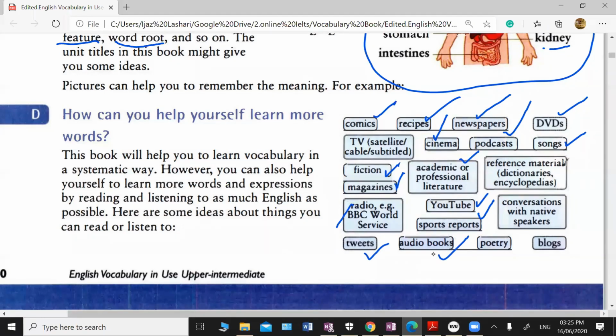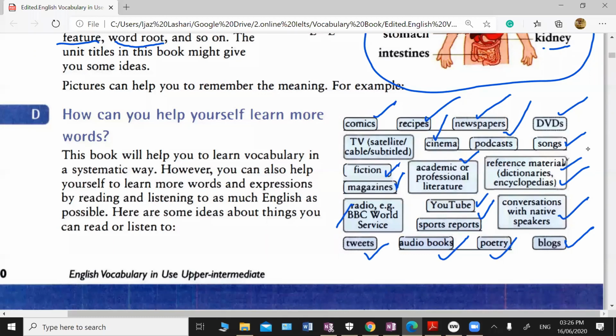I think I told you there is a website called Story Nori. It tells you short stories, with listening, and you can listen and read at the same time. And there are a number of other websites where you can read storybooks. You can read poetry if you like that. You can read some blogs. Then you have conversations with native speakers. If you know someone who speaks English very well, you can have some conversations. Then you have reference materials, dictionaries, encyclopedias. All these things can help you to improve your vocabulary.